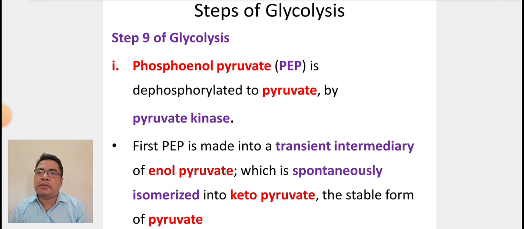Step 9 of glycolysis. Phosphoenol pyruvate, that is PEP, is dephosphorylated to pyruvate by the enzyme pyruvate kinase. First, PEP is made into transient intermediary of enol pyruvate, which is spontaneously isomerized into ketopyruvate, the stable form of pyruvate.